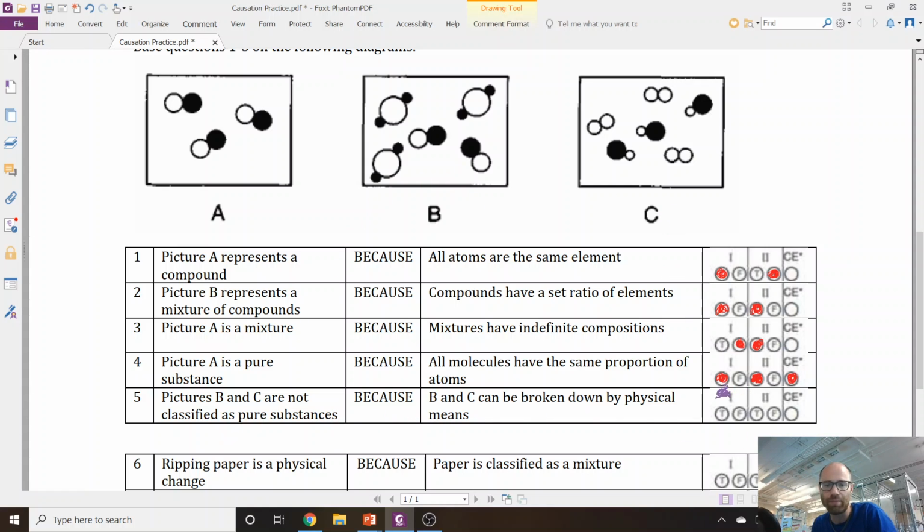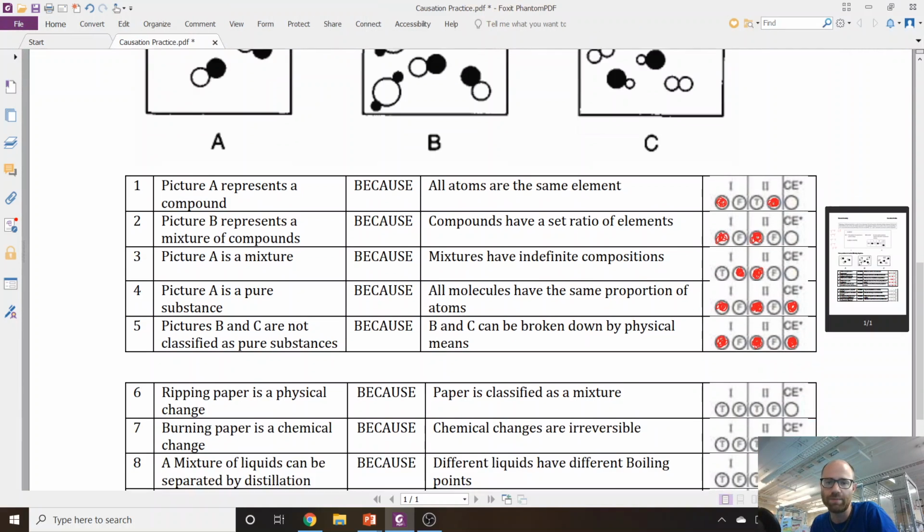B and C are not pure. True, they are not pure. Logic is hard. B and C can be broken down by physical means. Well, yes, because they're a mixture. And so that's the hidden thing behind both of these. They're not pure. They're a mixture. They can be broken down by physical means. They're a mixture. So I would say that's a good because.